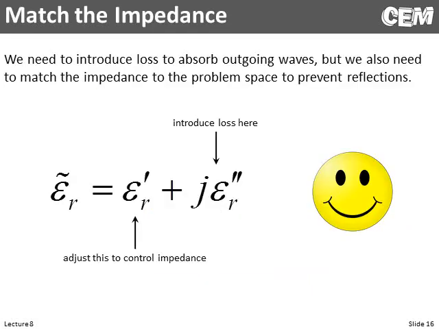So what do we do? We introduce loss to absorb the wave, and we go back and remember what caused reflections to begin with. It's a change in impedance. So what we have to do is introduce loss, but at the same time tweak the real and imaginary parts of dielectric constants so that the impedance is matched across the interface. And if we keep the impedance the same throughout it, but introduce loss, now we can effectively absorb our outgoing waves. So the question is, how do we do all that?